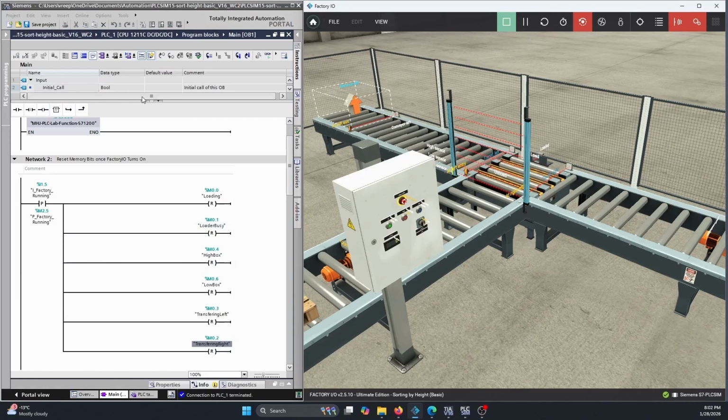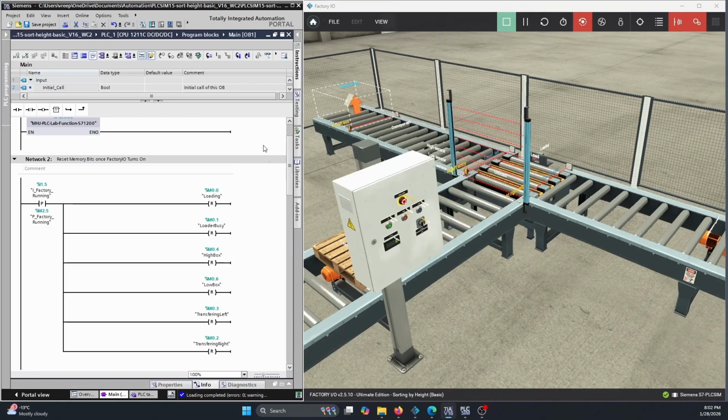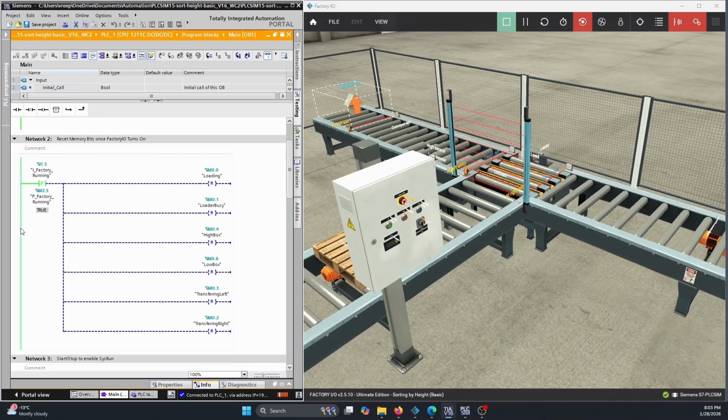So let's reset this. That's good. Let it stop for a minute. Let's download our changes here. Okay, let's go back online. Okay, so Factory IO is running at the moment. Let's see, when I reset the simulation, let's see what happens here to this input right here. So resetting now. Nice, goes false and then true. Beautiful.